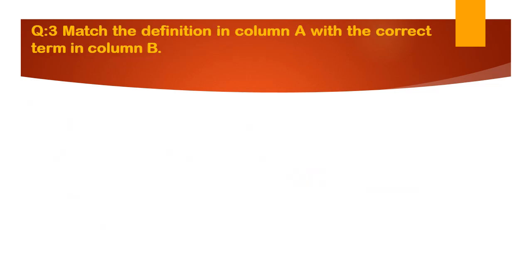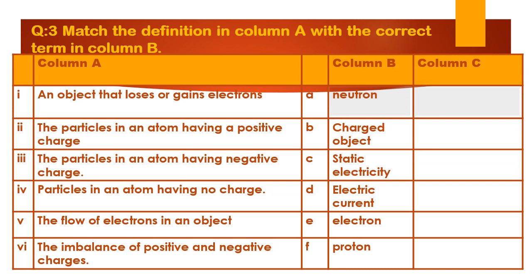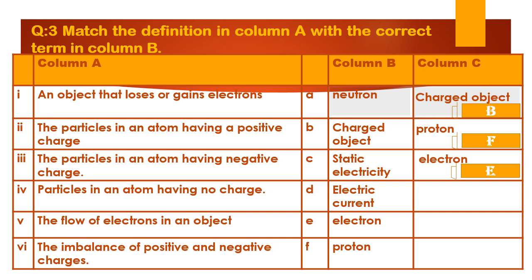Well, exercise 3 is all about match the definitions in column A with the correct term in column B. First one is an object that loses or gains electrons is called a charged object. This is option B in column B. At number 2 we have the particles in an atom having a positive charge are protons. This is option F in column B. At third number we have the particles in an atom having a negative charge. These are electrons. This is option E in column B.